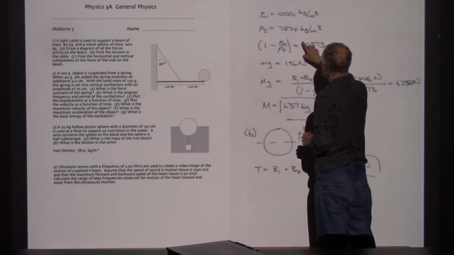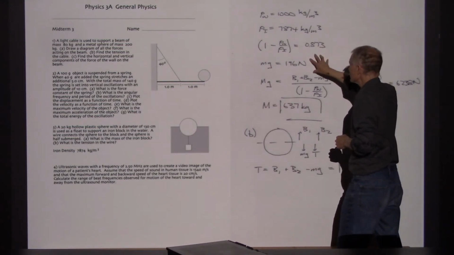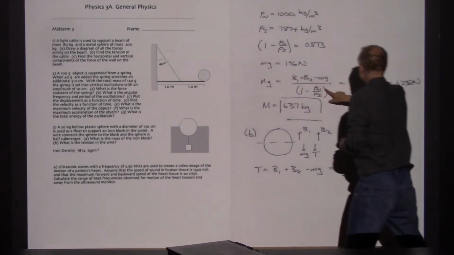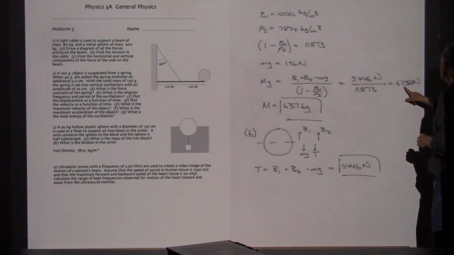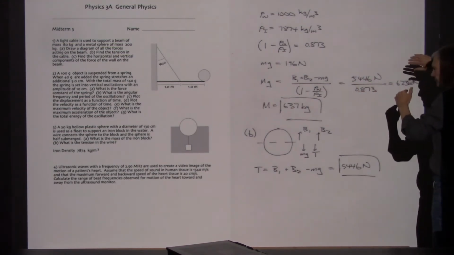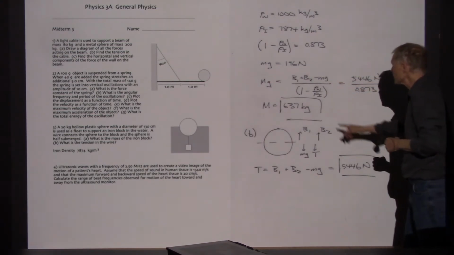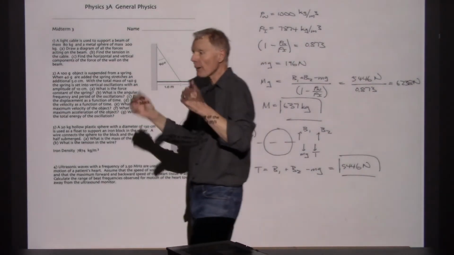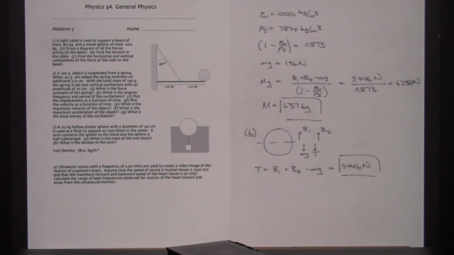So this becomes a factor of 0.873. mg is 196 newtons. When I go through and calculate for mg, I find that mg is 6,238 newtons. I can take that number and divide through by the gravitational field, and it says the mass of the iron is 637 kilograms.